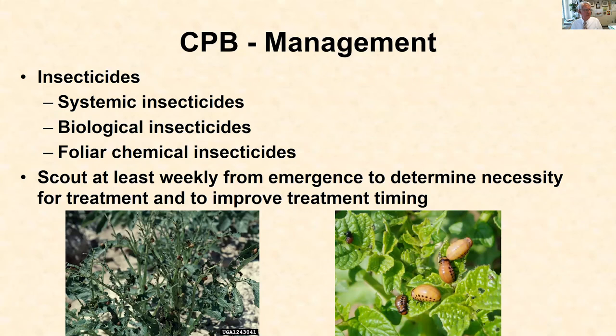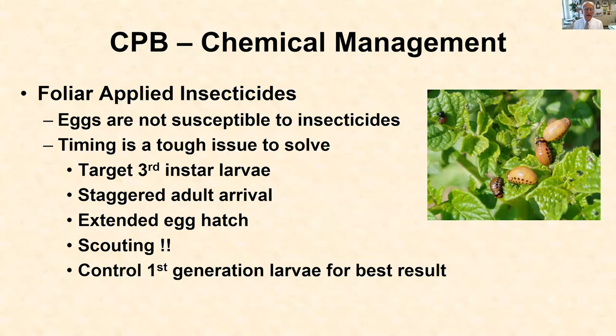Under insecticides, we have systemic, biological, and foliar insecticides, and we need to be scouting, checking for the presence of beetle larvae, checking for the amount of damage, so that we do the best job of using the insecticide in its most effective way. So don't spray before the larvae are there. Don't spray after the damage is already done. We need to find those small larvae that are beginning to feed in large numbers to prove the necessity of using an insecticide. Eggs are not susceptible to insecticides.